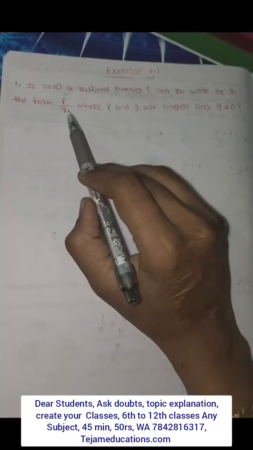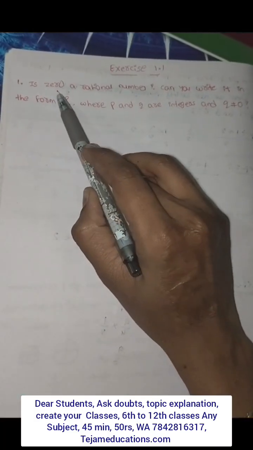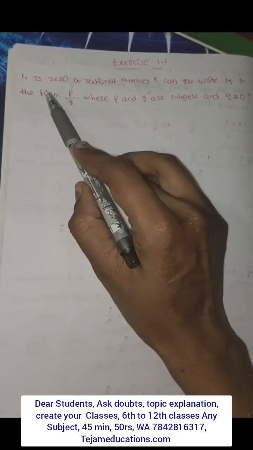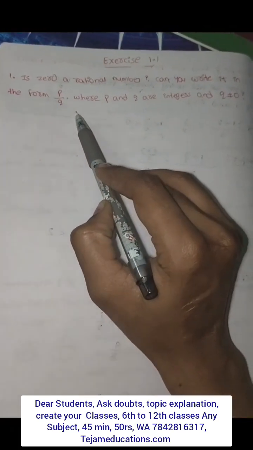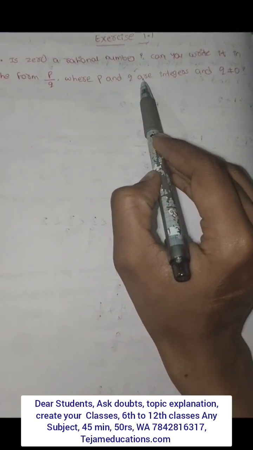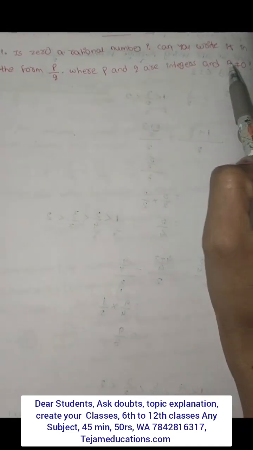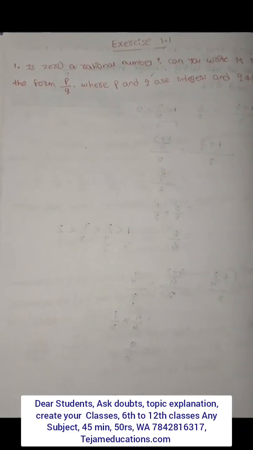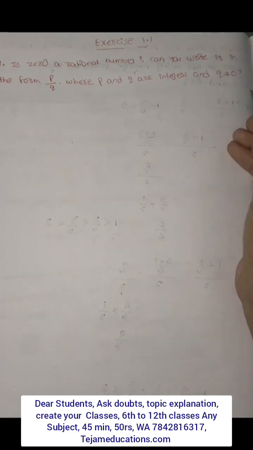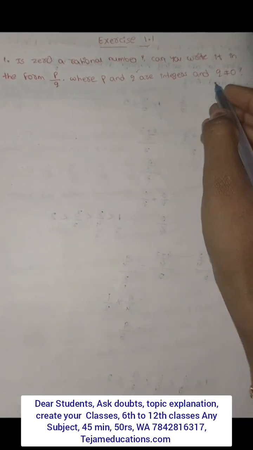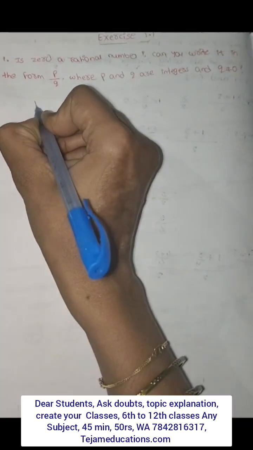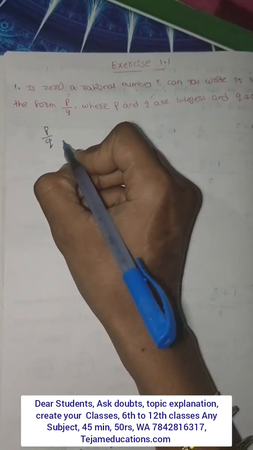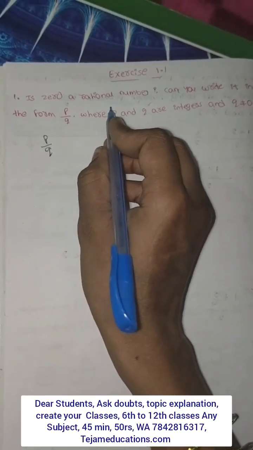Okay? The first question is: is 0 a rational number? Can you write it in the form p by q, where p and q are integers and the condition is q is not equal to 0? So we already know about this condition. When we write a rational number in the form p by q, q is not equal to 0, but we need to write it as a rational number.